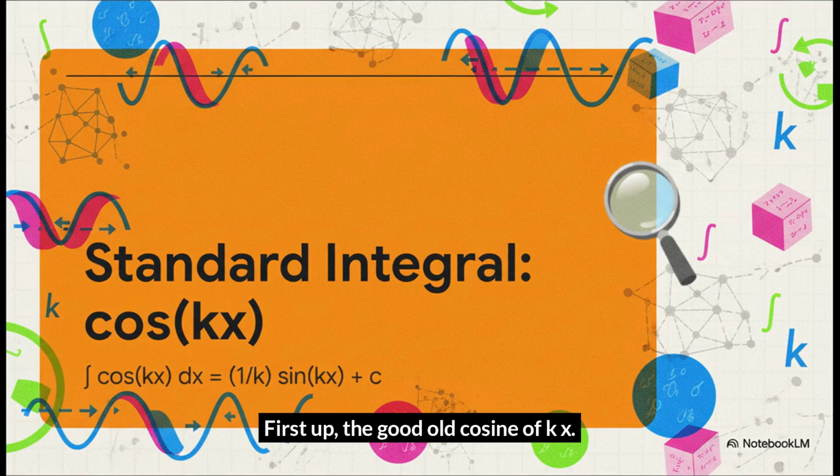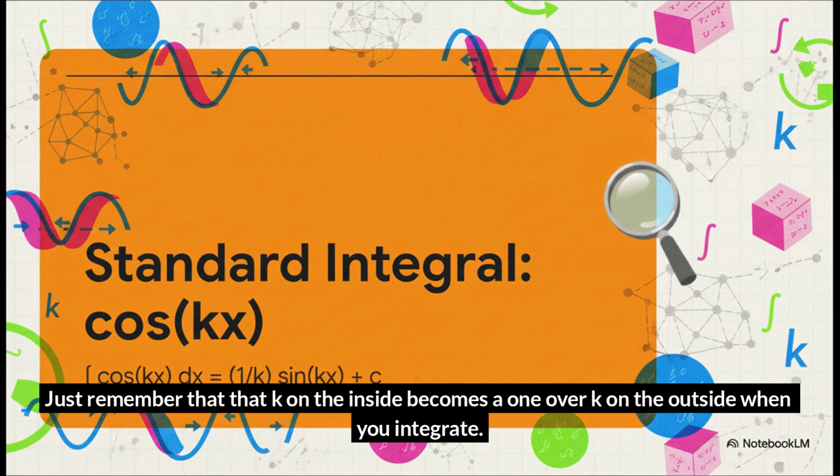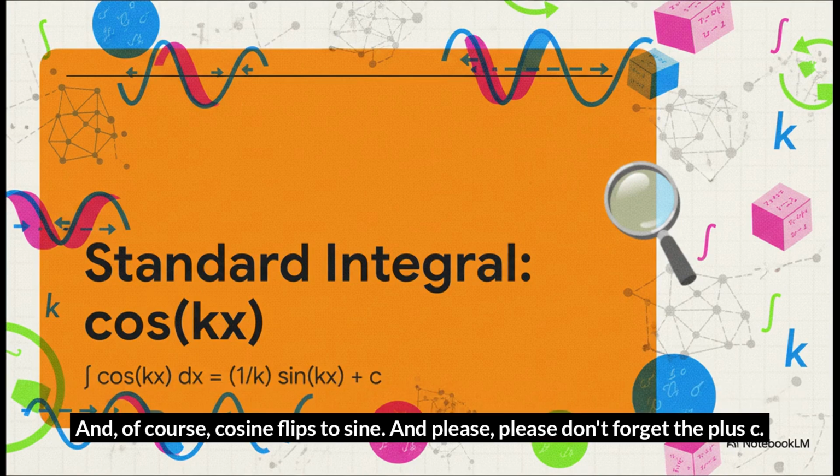First up, the good old cosine of kx. Just remember that k on the inside becomes a 1 over k on the outside when you integrate. And of course, cosine flips to sine. And please, please don't forget the plus c.